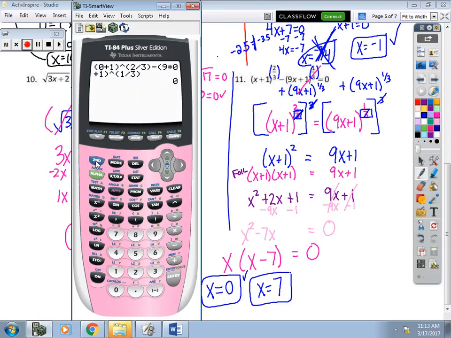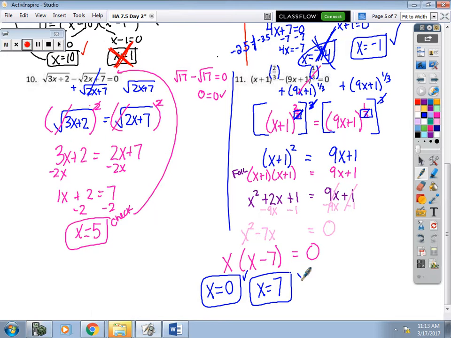You can hit second enter and then just go change some of these. Just change the 0s to 7s. On your calculator, it's much easier than up here, because mine always goes too far. And we also get 0. So this is one of the rare cases where both answers do check. We don't have any extraneous answers. We have 2 answers here.